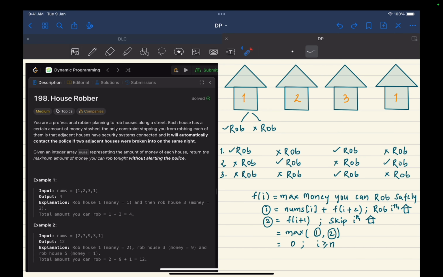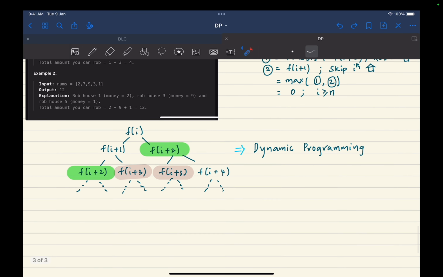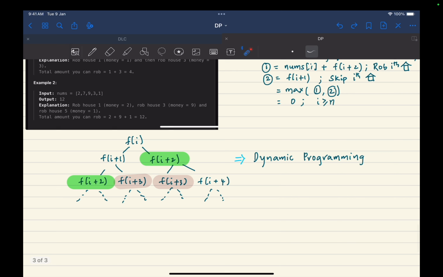Okay, so what are the base cases for our recursive relation? If there are no houses to rob, then the answer will be 0. Okay, that is the base case. Let's try to look at the tree diagram for our recursion. If you see, f of i depends upon i plus 1 and i plus 2. Again, i plus 1 depends upon i plus 2 and i plus 3.